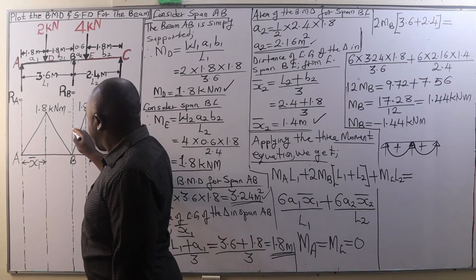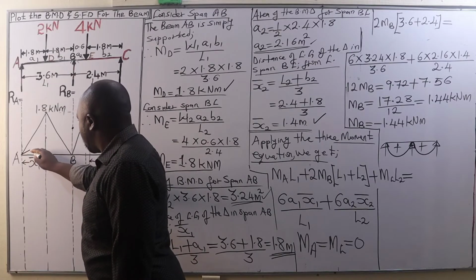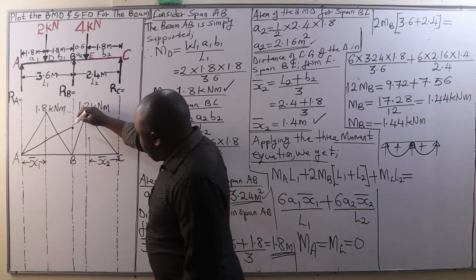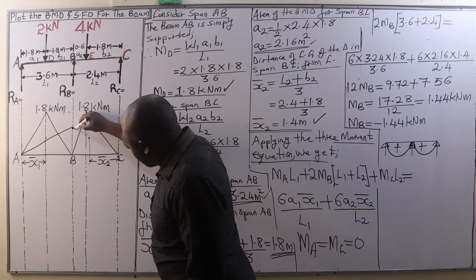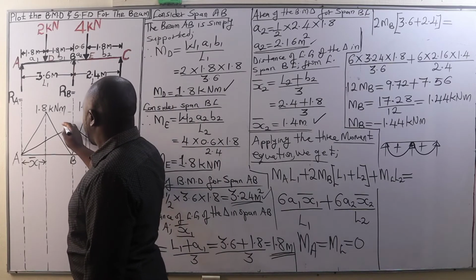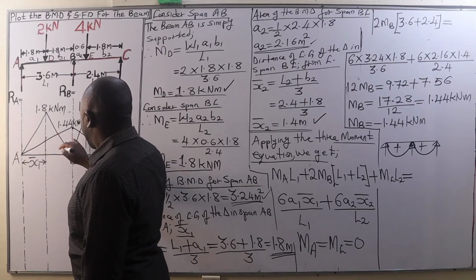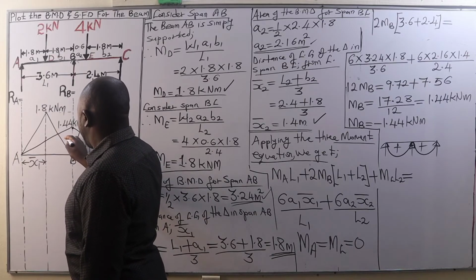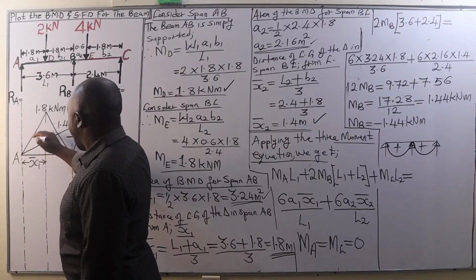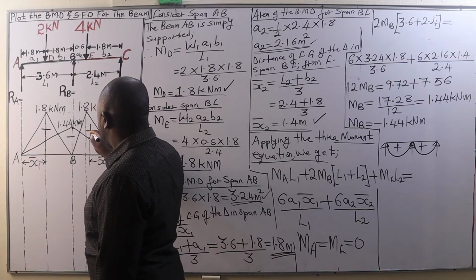Therefore, if I approximate 1.44 to be that point, we are going to have this. And then we join that point to this corner at C. Therefore, this is 1.44 kilonewton meter. As we have said, the bending moment at B will be negative, but this one is going to be positive because it is a sagging moment, and this one is also going to be positive.